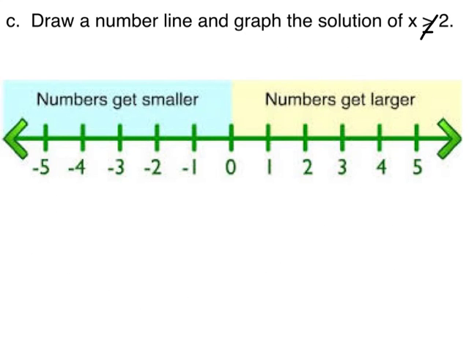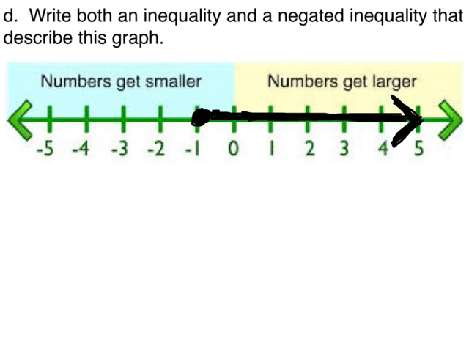Okay? All right. We're going to graph the solution of x is not greater than or equal to 2. So if it is not greater than and is not equal to, it is an open circle and it's everything less than 2. All right, next we're going to write an inequality and a negated inequality that describe this graph.